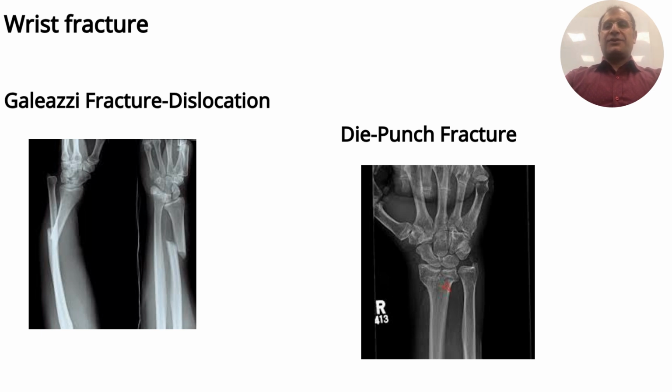Die punch fracture is caused by an axial load on the wrist, often resulting from a fall or a direct blow. The lunate fossa, which articulates with the lunate bone, is depressed, leading to joint incongruity and potential long-term complications such as arthritis. Symptoms include wrist pain, swelling, and limited range of motion.